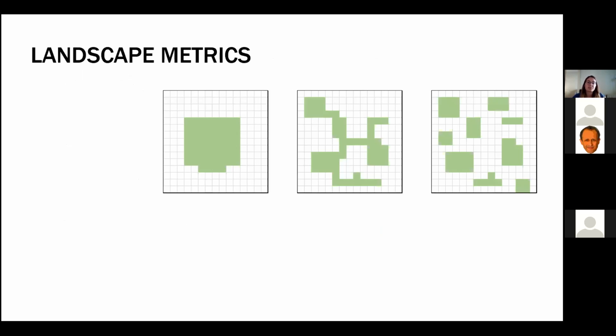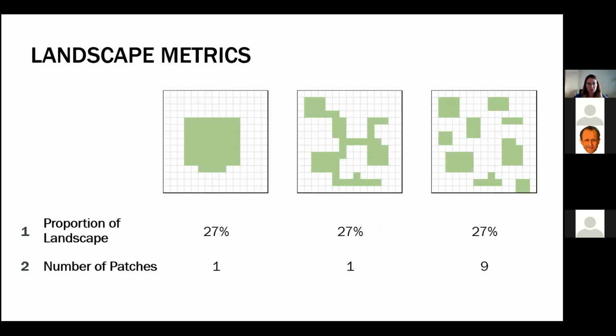So this is 3 different example landscapes. Each of them has the exact same proportion of this green habitat. It's 27% of the landscape in all of them. But as you can tell, they're obviously very different. So first you can look at the number of patches, which helps you distinguish between this right-hand landscape and the 2 on the left. The one on the right obviously is 9 patches, and these 2 just have 1 big patch.